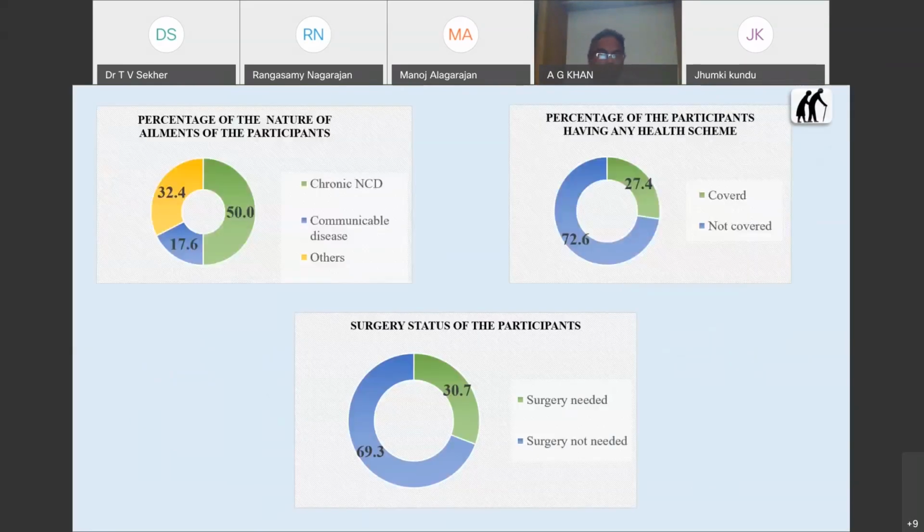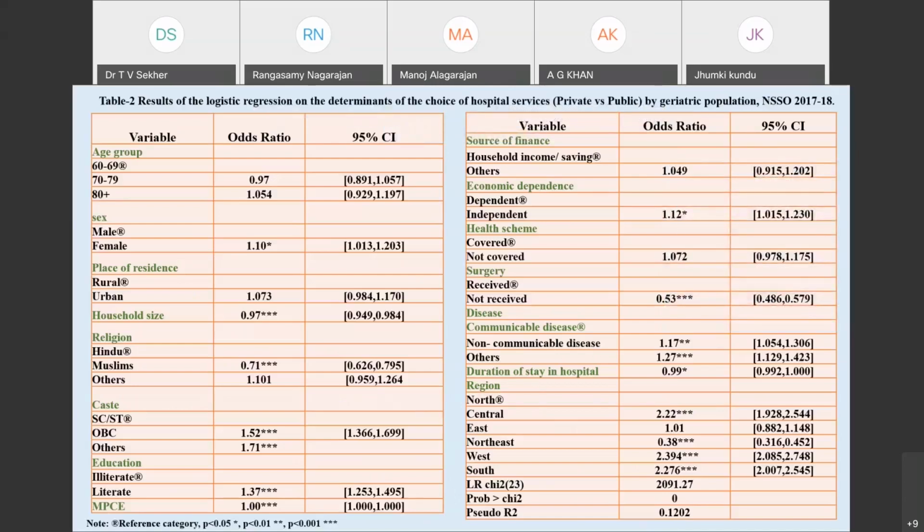Now, the majority of the elderly people in my study suffer from chronic non-communicable disease. Almost half of the elderly people suffer from a non-communicable disease, followed by other diseases and communicable diseases. And more than half of the elderly people are not covered by any health insurance. And in my study population, more than half of the elderly population don't require any kind of surgery for their health issues. Now these are the results of the logistic regression.